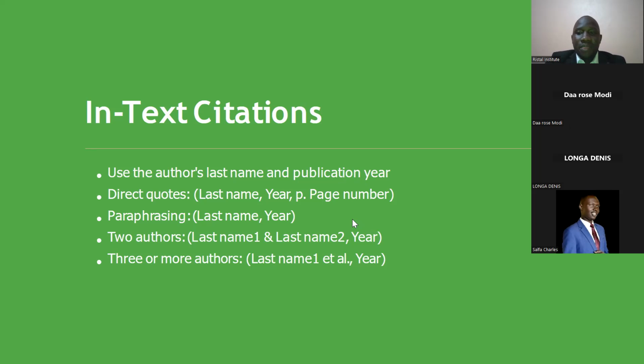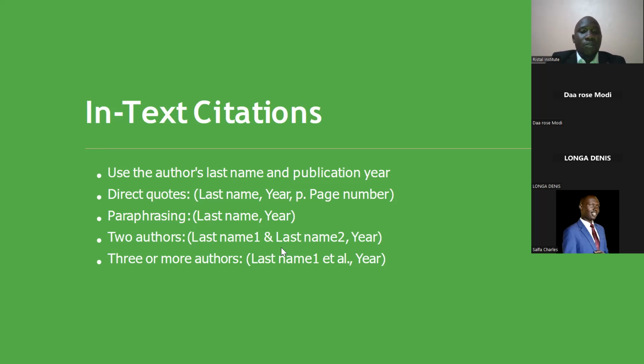Paraphrasing is the same. When it comes to two authors, if it is Longa Dennis and Dara Rose, who wrote the paper, you pick their last names. So in this case, I'm picking just two names, Dara Rose and Longa Dennis. Their last names are Rose and Dennis. So Rose and Dennis wrote the document in 2023. That is for two authors.